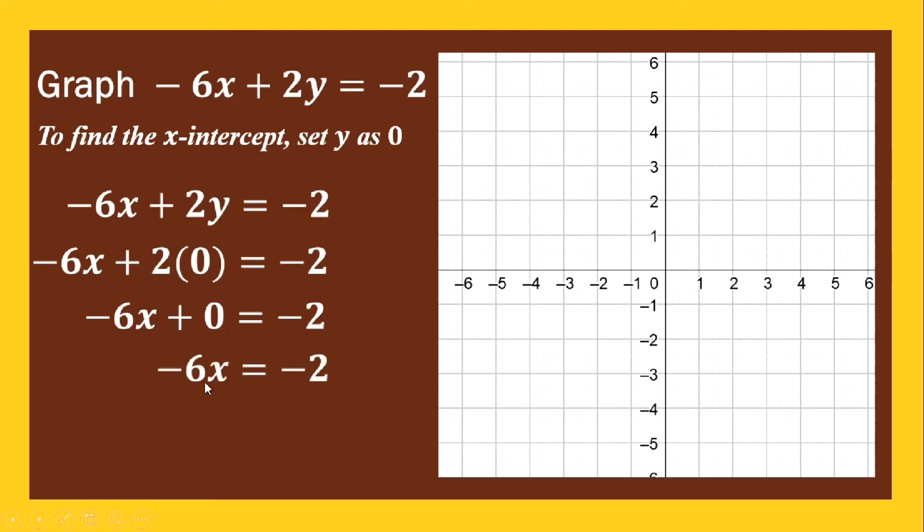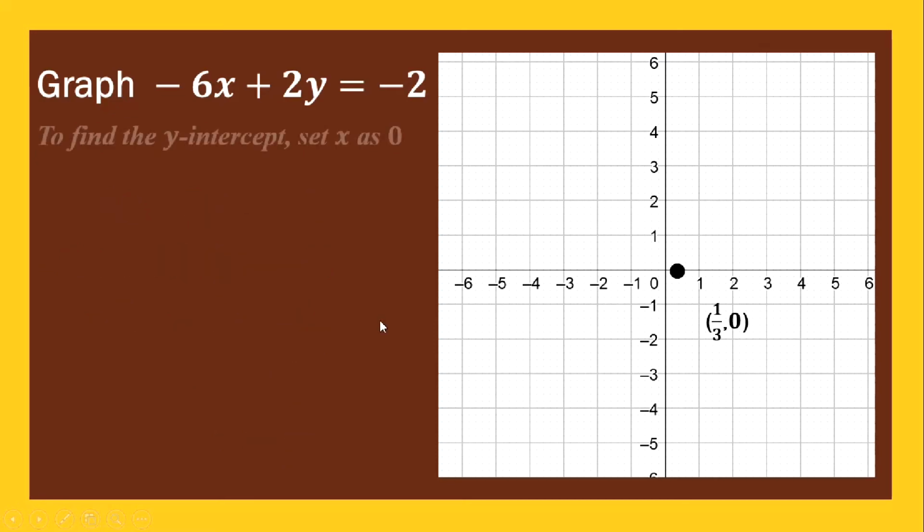So, we have negative 6x equals negative 2. Divide both sides by 6, we have x equals 1/3. Ibig sabihin, sa x-axis natin, tatama ang graph sa point na ito. Coordinates, we have (1/3, 0).